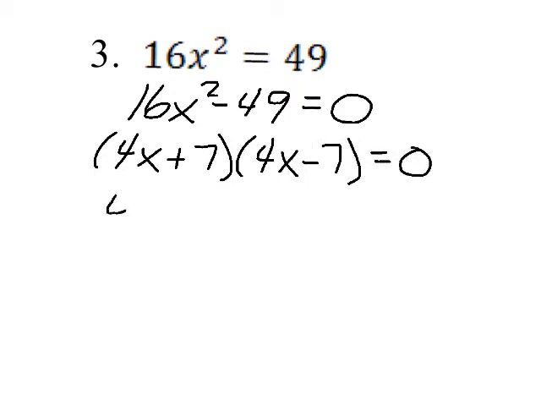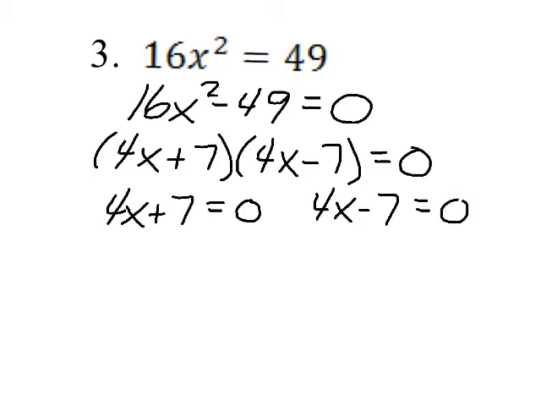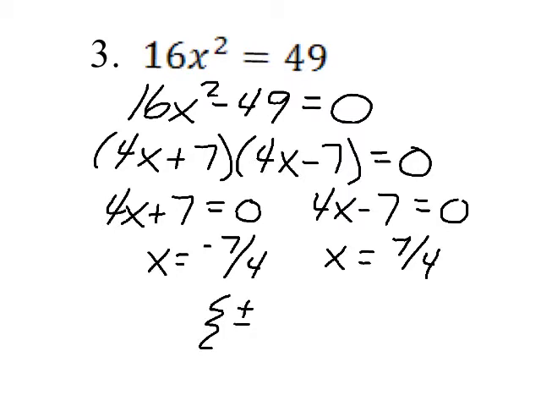The zero product property says 4x plus 7 would equal 0, and 4x minus 7 would equal 0. So if I solve both of these, this one would end up being -7/4, and this one equal +7/4. So my answer, ±7/4. Okay, so hopefully that makes sense.